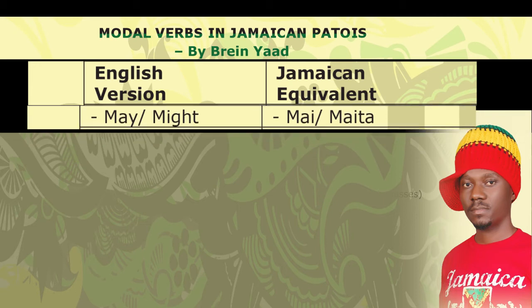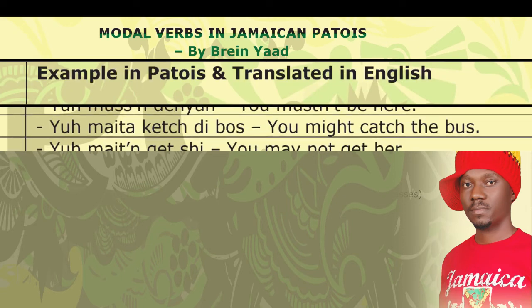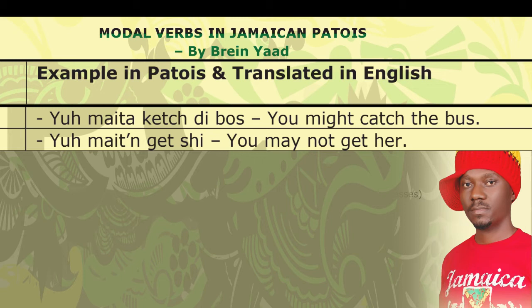We go to may or might. How do you say may or might? You simply say "my" for may, or "might" for might. And the example will be like, "You might catch the bus," meaning you might catch the bus, or you may catch the bus.